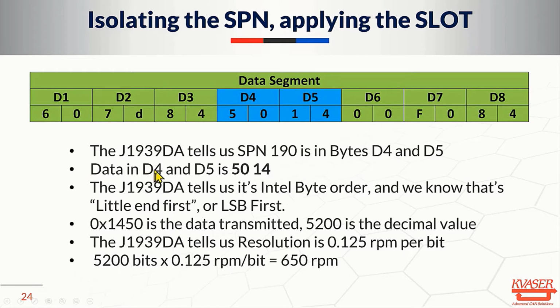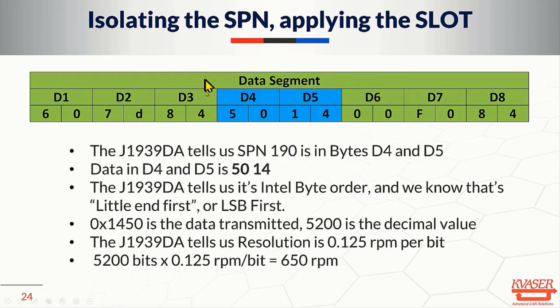So the J1939 DA tells us that SPN 190 is in bytes D4 and D5. The data in D4 and D5 is 5014, as we can see from the data stream we pulled this out of. J1939 DA also tells us that it's Intel byte order. We know this is little endian first, as opposed to Motorola byte order, which is big endian first. So little endian first, we have a 5014. This is the least significant byte, and this is the most significant byte.